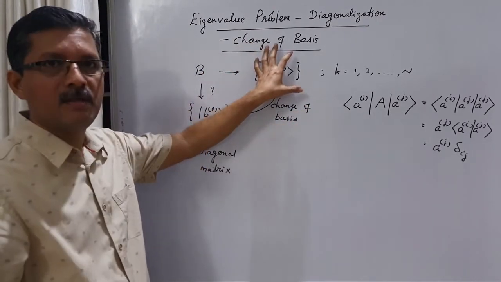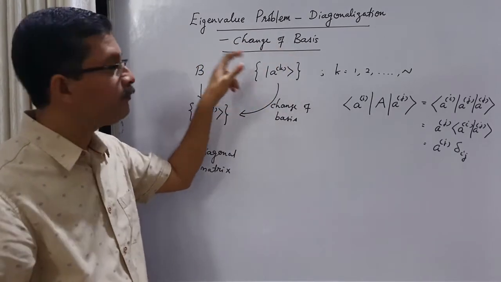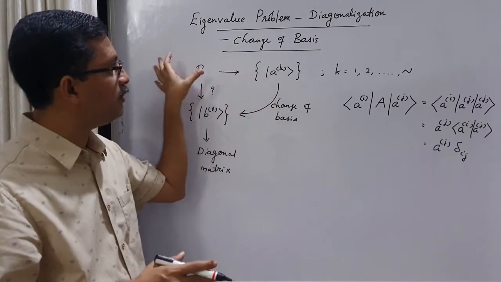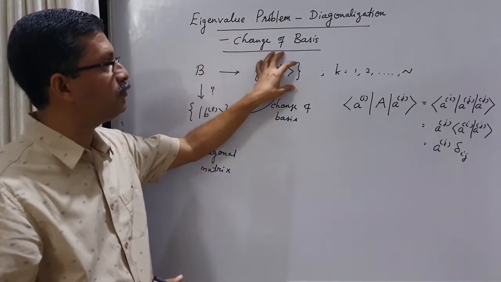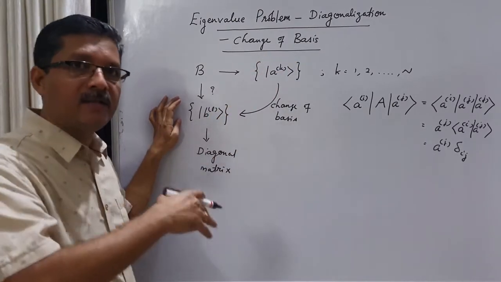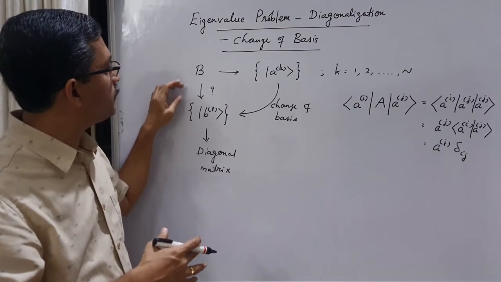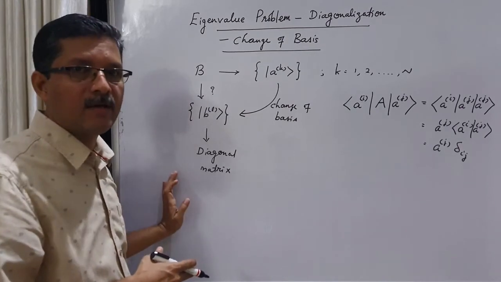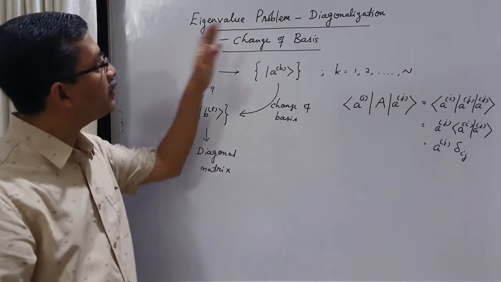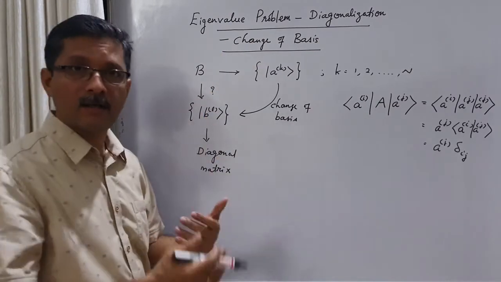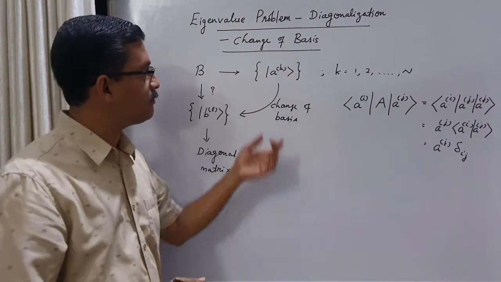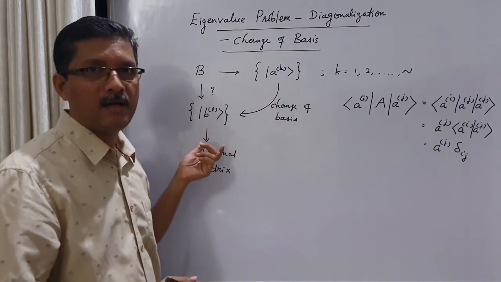From a given basis, which is not the eigenbasis of B, to the eigenbasis of B. These are not the eigenkets of B, but we know the matrix elements of B in this basis. What we want is a change of basis to the eigenkets of B. Then, if we express B in its own eigenkets, we get a diagonal matrix with the diagonal elements as the eigenvalues. So the eigenvalue problem, or the diagonalization of the matrix of an operator, is equivalent to a change of basis from a given basis to the eigenbasis.